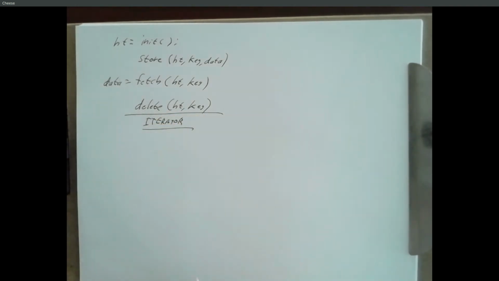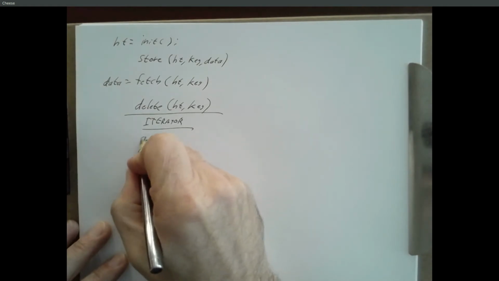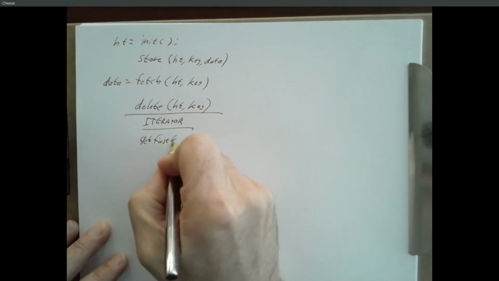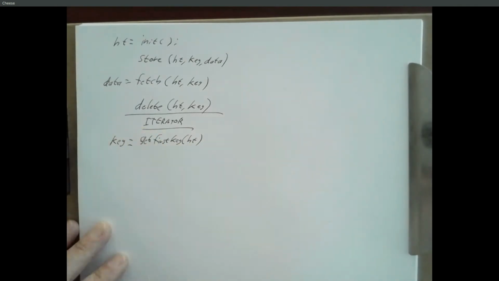And this is a general notion, and we'll talk about iterators a lot in 223. An iterator is, roughly speaking, a way to get access to all the stuff that's in our data structure, one piece at a time. And iterators usually work as a pair of functions, so we could have something like get first key. We could say get first key and pass it the name of the hash table, and it will return to us a key. Now, what makes a key the first key?